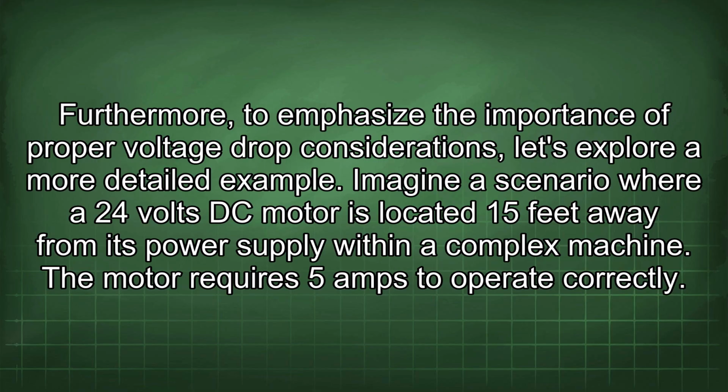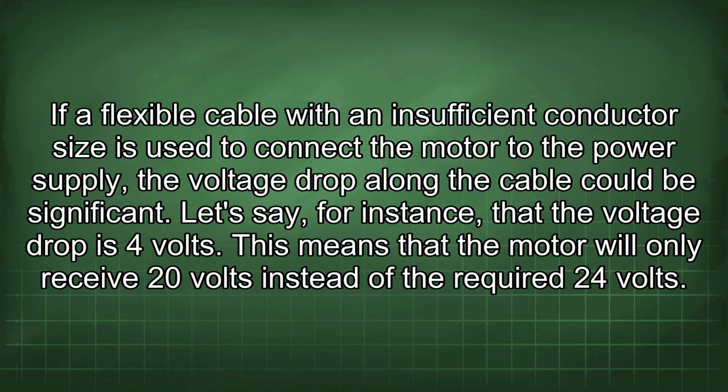Furthermore, to emphasize the importance of proper voltage drop considerations, let's explore a more detailed example. Imagine a scenario where a 24 volts DC motor is located 15 feet away from its power supply within a complex machine. The motor requires 5 amps to operate correctly. If a flexible cable with an insufficient conductor size is used to connect the motor to the power supply, the voltage drop along the cable could be significant. Let's say, for instance, that the voltage drop is 4 volts. This means that the motor will only receive 20 volts instead of the required 24 volts.